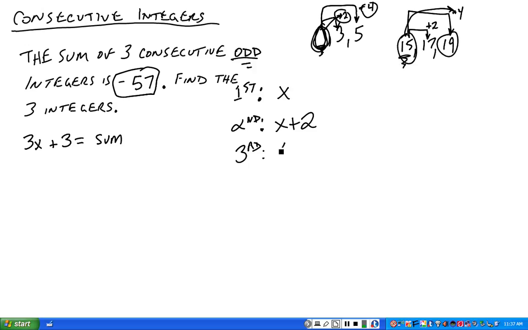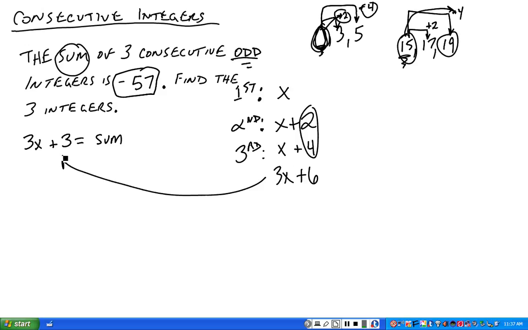So if I don't know my first number is x, but I'm going to add 4 to it. So now once again we're talking about the sum or the total. So I get 3x here. Now I have a 6. So there's a difference. 3x plus 3 versus 3x plus 6 still equal to the sum, which in this case is a negative 57. Subtract 6. Subtract 6. I have 3x equals, what is that, a negative 63.